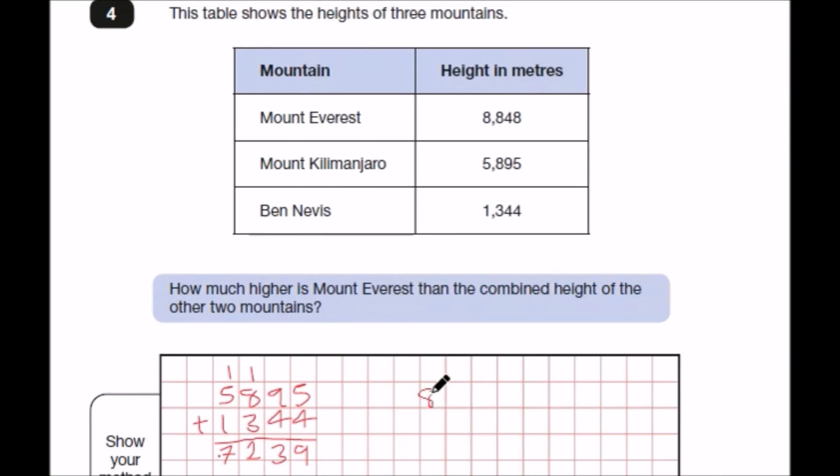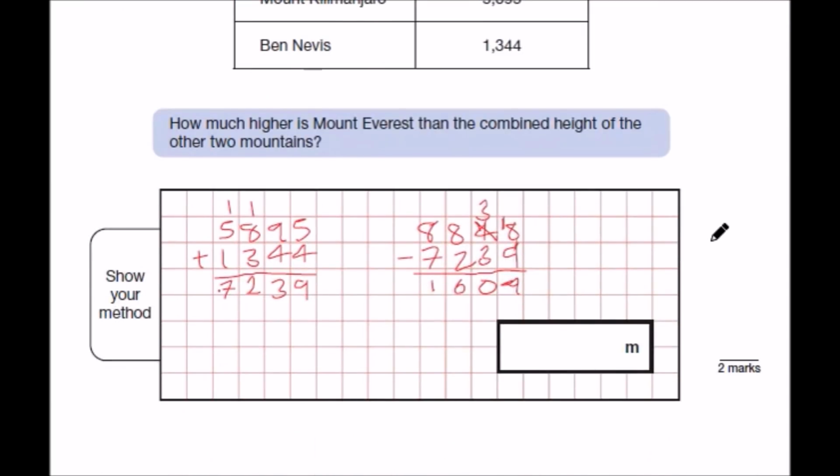So we should get 8,848 minus 7,239. Okay, let's have a go. So 8 take away 9 we cannot do, so we need to borrow from the neighbor 4. That becomes a 3, and now we give him the 1, so it's 18 take away 9. Gives us 9, guys. Next one would be 3 take away 3 is nothing. 8 take away 2 is 6. And 8 take away 7 will give us 1. Alright, not bad. So that means the final answer is 1,609 meters. Ooh, not so bad.